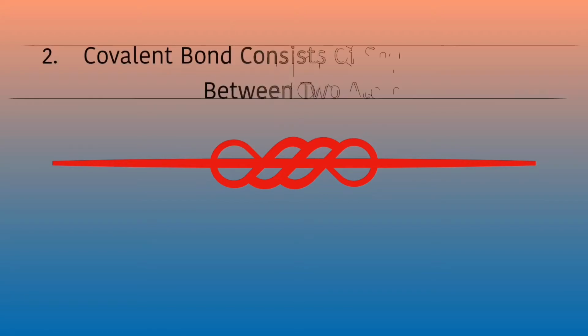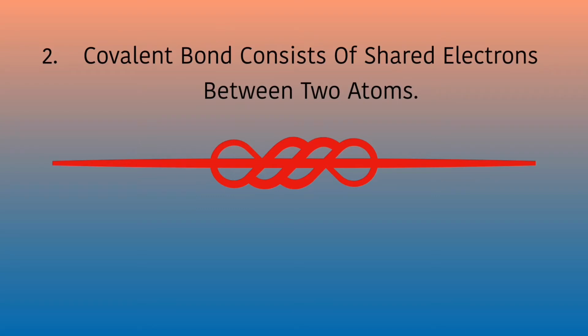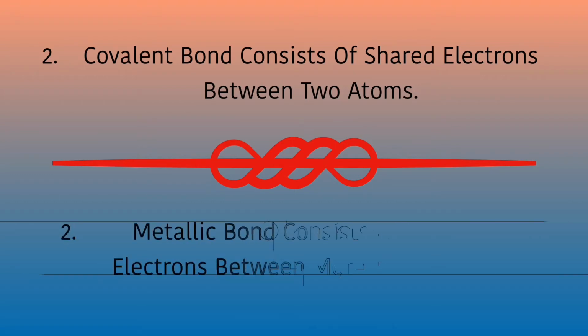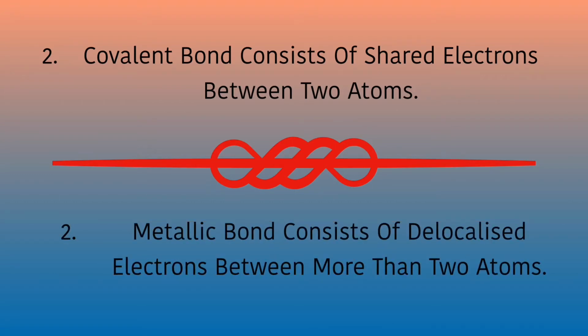Now let us consider the second difference between the covalent bond and the metallic bond. Covalent bond consists of shared electrons between the two atoms, while the metallic bond consists of delocalized electrons between more than two atoms.